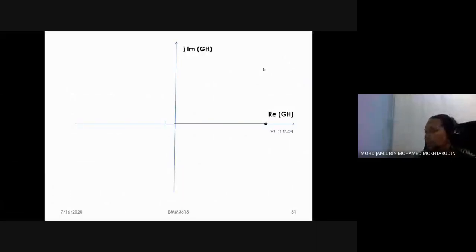So we start with the first point. The first point is when frequency is 0. So the magnitude is 16.67 at angle 0. So you put a point here. And then you repeat the process for the second frequency, so you get a plot somewhere around here. And then you connect the dots, okay? So this red line here is your Nyquist plot. Not the black line, but the red line is the Nyquist plot.